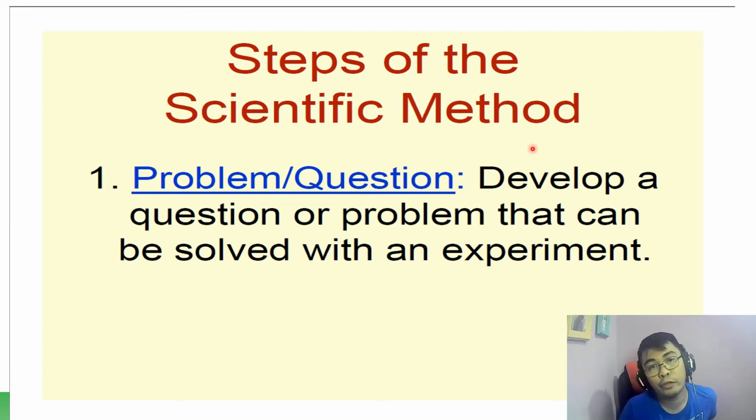Let's go over the different steps of the scientific method. Let's start with the first one. Problem or questions. In this step of the scientific method, you need to develop a question or problem that can be solved with an experiment. So we basically start with a problem or question that can be solved, because not all questions or problems are researchable or can be solved.